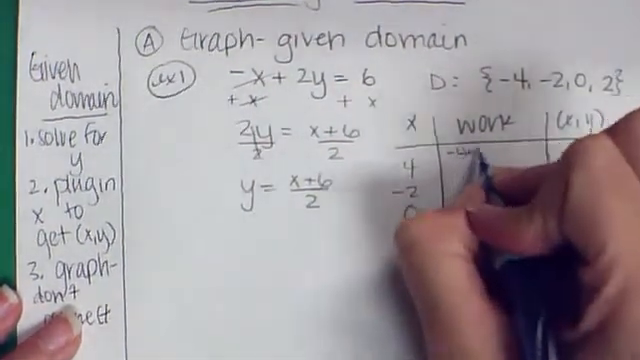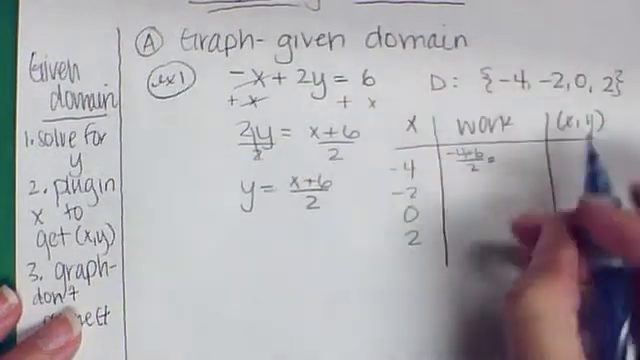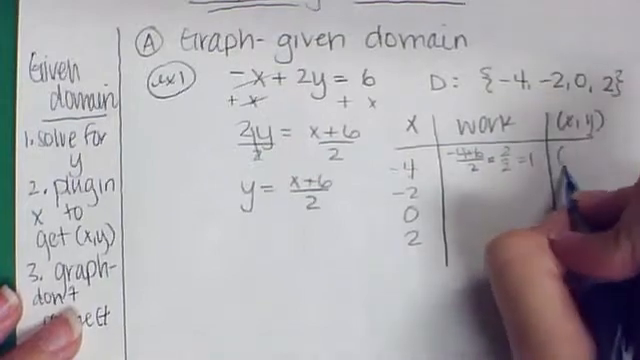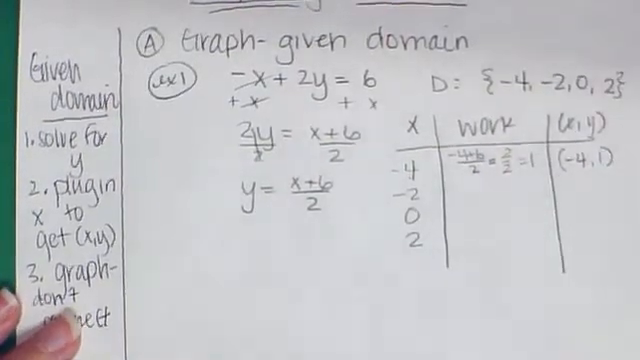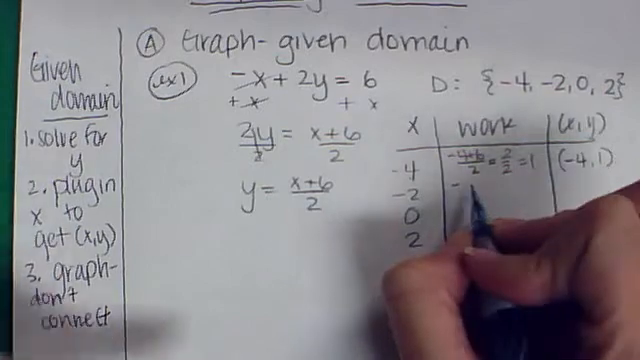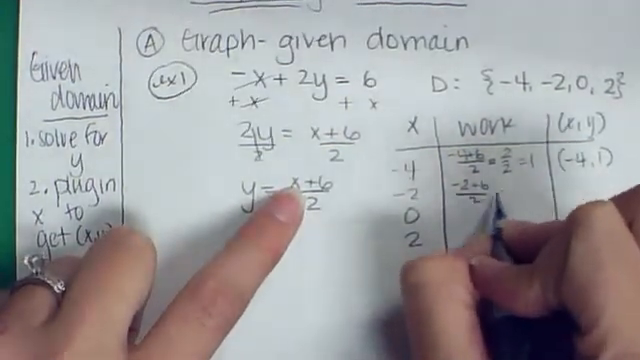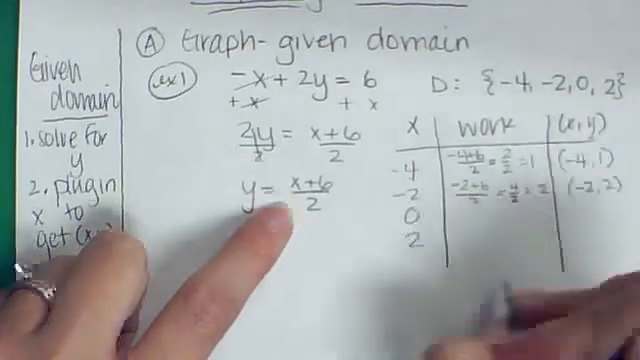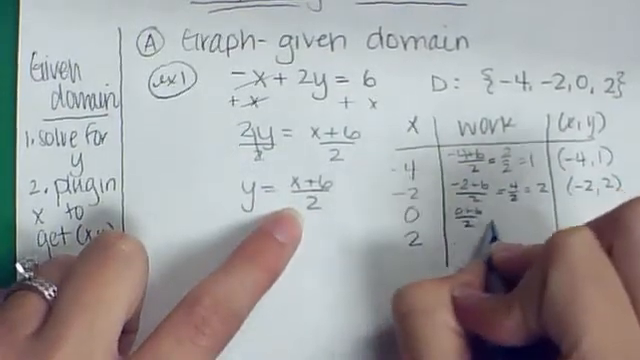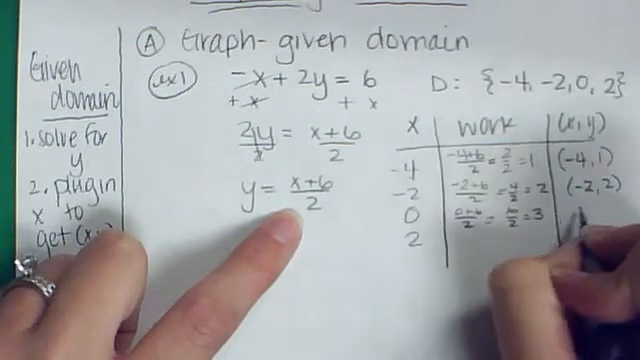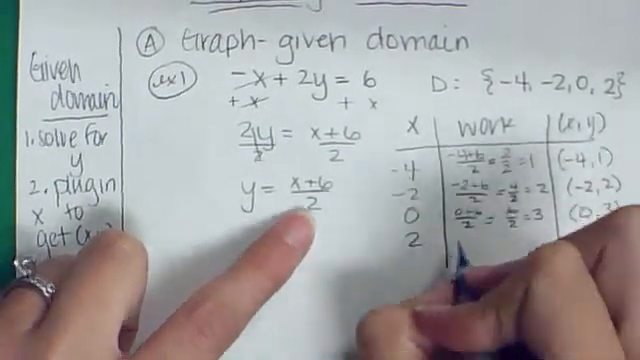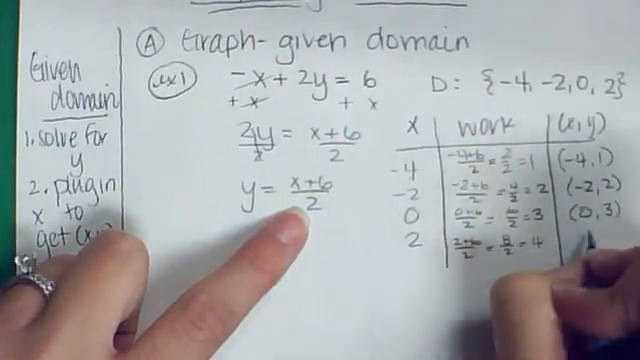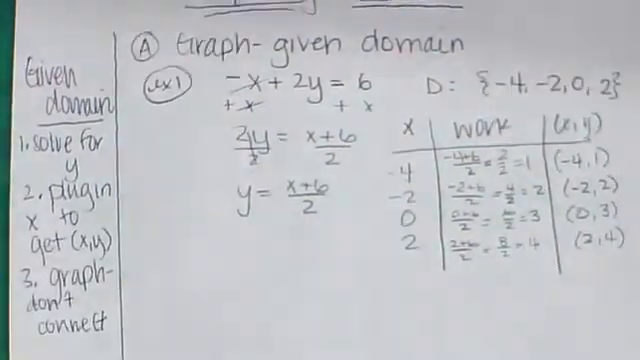So I have negative 4 plus 6 over 2. That's the first one. Negative 4 plus 6 is 2, over 2 is 1. So my point is negative 4, comma 1. The second one, I'm going to plug negative 2 in for x. Negative 2 plus 6 over 2 equals 4 over 2, which is 2. The next one, 0 plus 6 over 2 is 6 over 2, which is 3. And lastly, 2 plus 6 over 2 is 8 over 2, which is 4. So my last point is 2, 4.